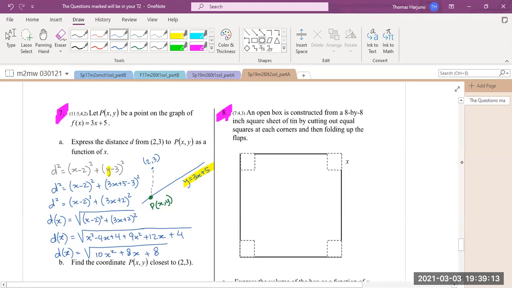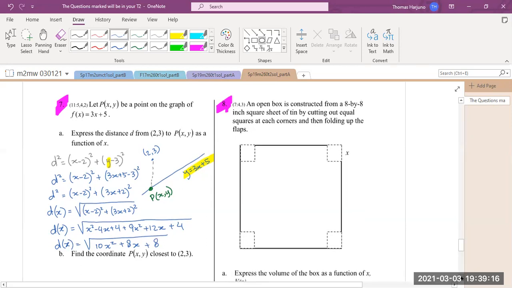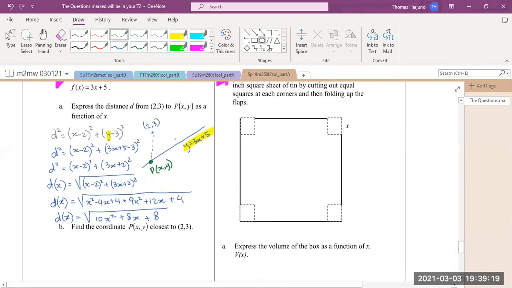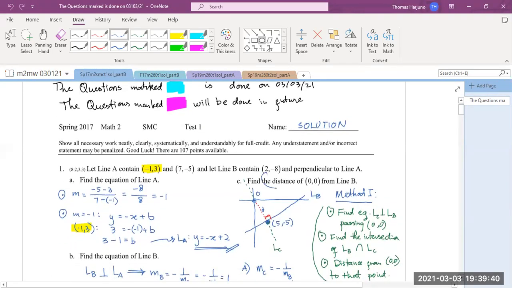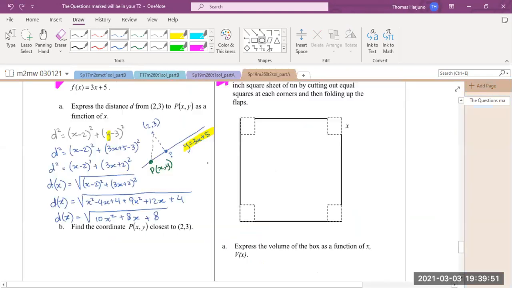Now then, we will use that fact later on to find the coordinate on this line, P, closest to that point. What is this coordinate here that is closest? Now, if you remember, we had this question in spring 19: find the distance from a point to a line. Now here the question is to find the coordinate that is closest to that line.